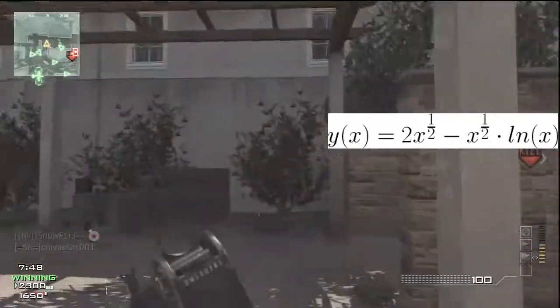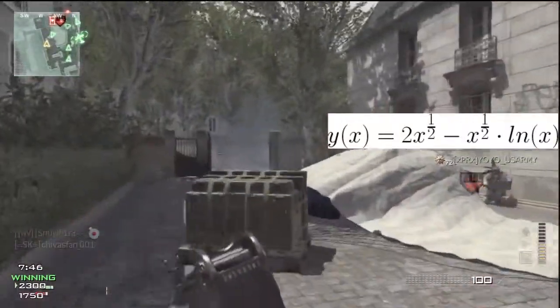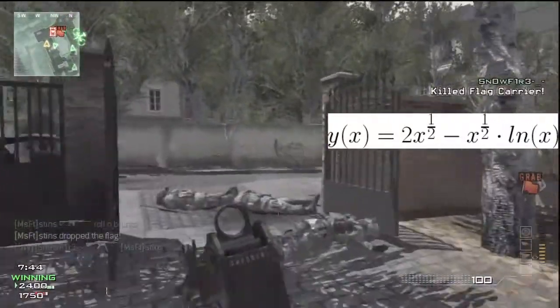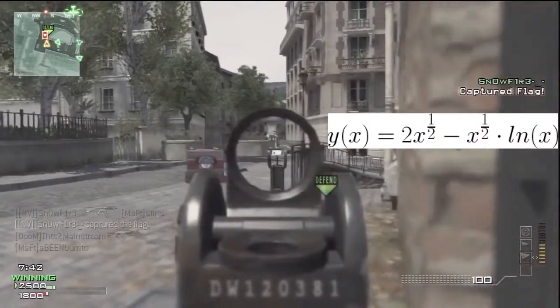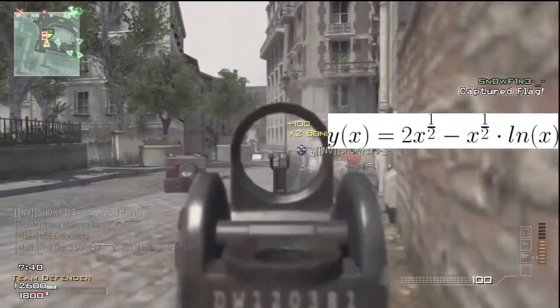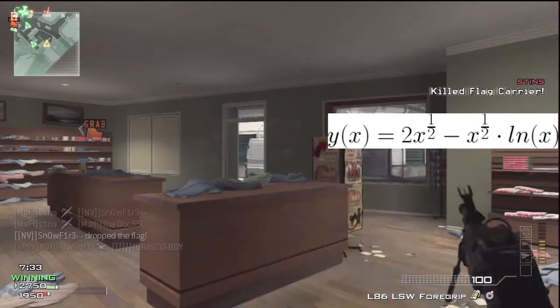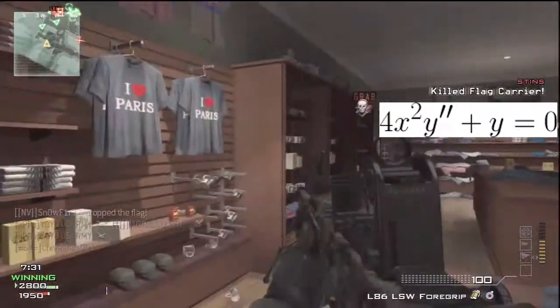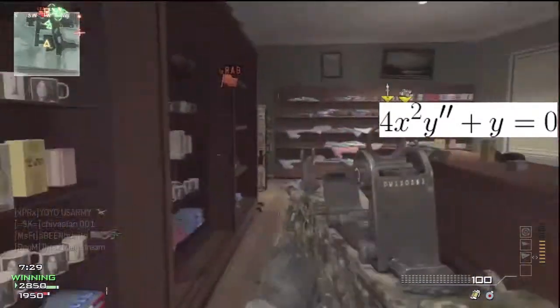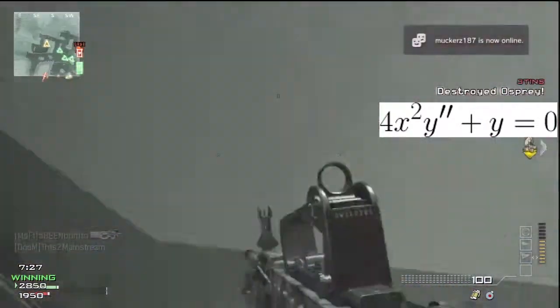So we have that for all x greater than 0, so all positive numbers, we want to show that the function y of x equals 2x to the 1/2 minus x to the 1/2 times the natural log of x satisfies the differential equation 4x squared times the second derivative of y plus y equals 0.